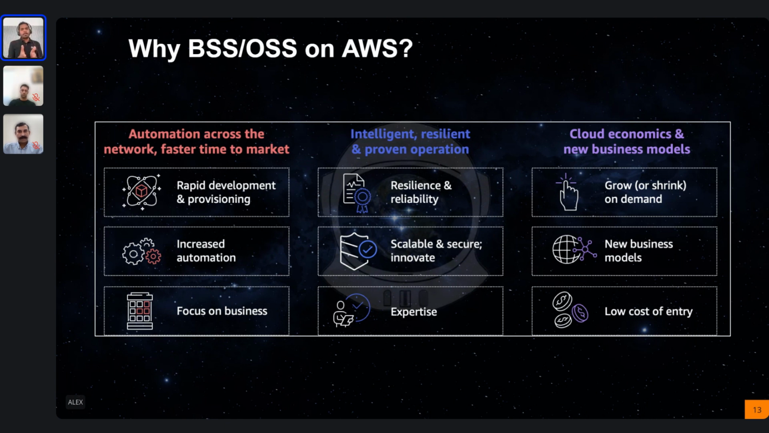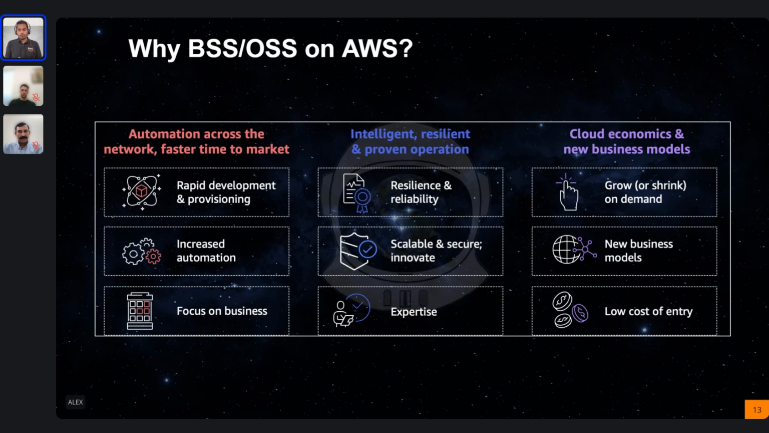And now if you look at the key points here, it gives you automation across the network and a faster time to market if you deploy on AWS. So you're getting the same tools that you will be using to deploy your other functions, as you deploy your regular applications, maybe using a Kubernetes cluster, you can use the same infrastructure to deploy your OSS and BSS systems.